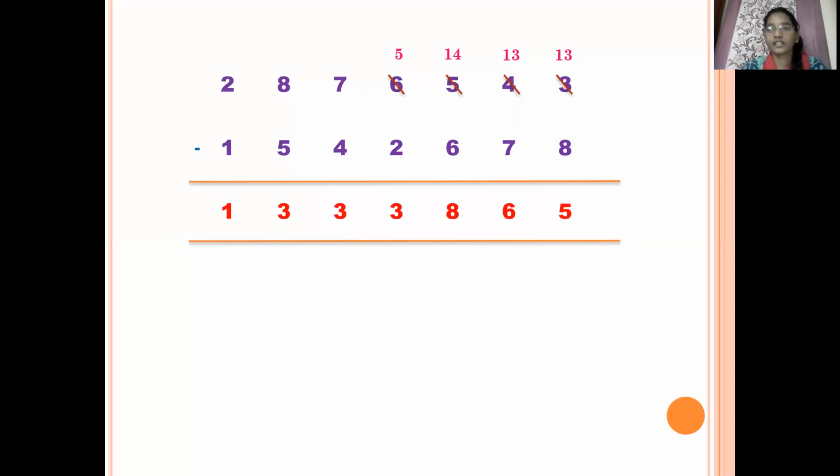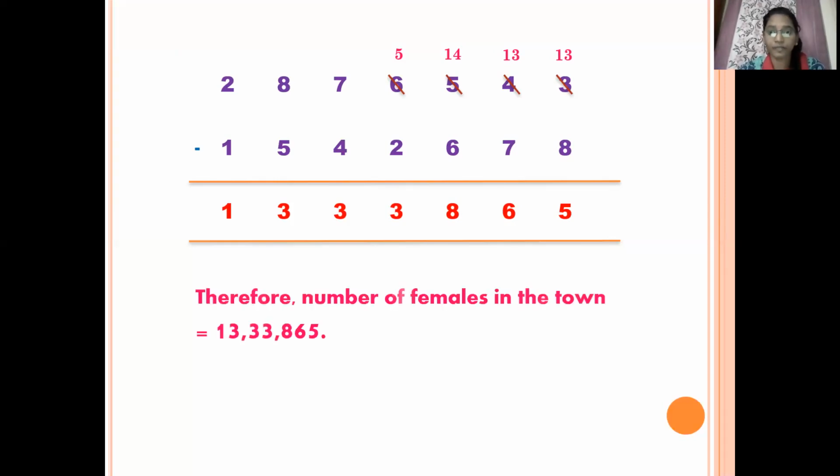So the difference is 13 minus 8 is 5, 13 minus 7 is 6, 14 minus 6 is 8, 5 minus 2 is 3, then 7 minus 4 is 3, 8 minus 5 is 3, 2 minus 1 is 1. Therefore, we get the difference, which is nothing but the number of females in the town, equal to 13,33,865.